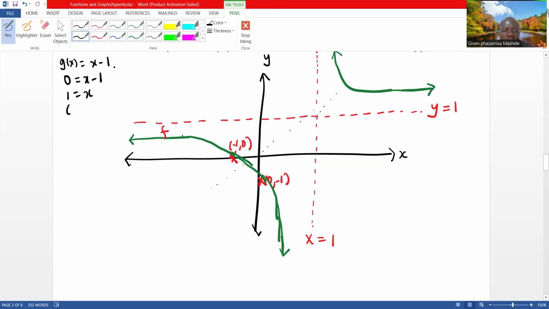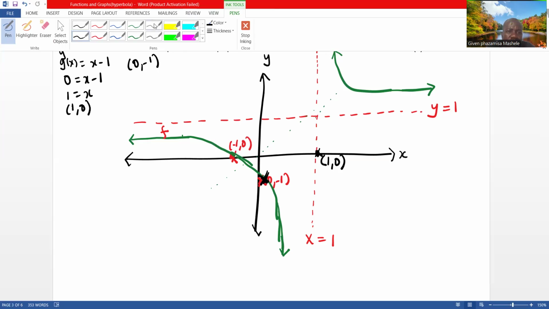In terms of the y-intercept, we have to let x be 0. It means it will be 0 and minus 1. So the graph will pass through 1 and 0, which is here, because this is the vertical asymptote. And 0 and minus 1 would be here. So this is where the graph must pass through.